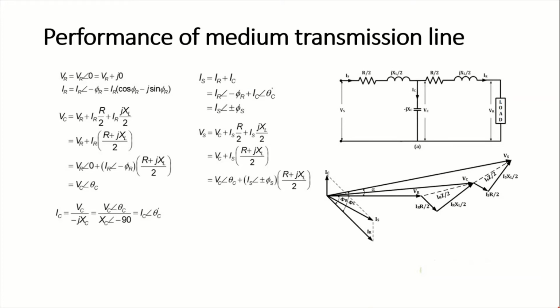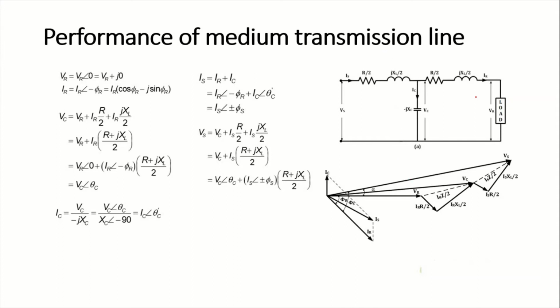Now we draw the phasor diagram. First, take VR as the reference voltage, so VR is in the direction of the x-axis. From VR, IR lags behind by some angle, so this angle is phi r. So IR can be drawn like this. IR lags some angle behind VR. So draw IR. Clear?